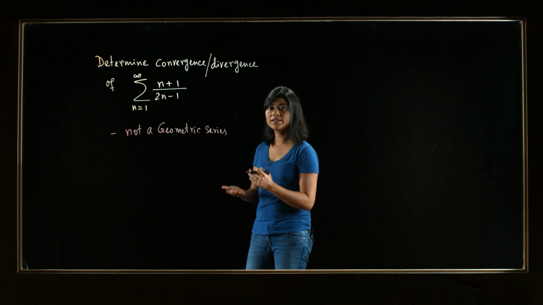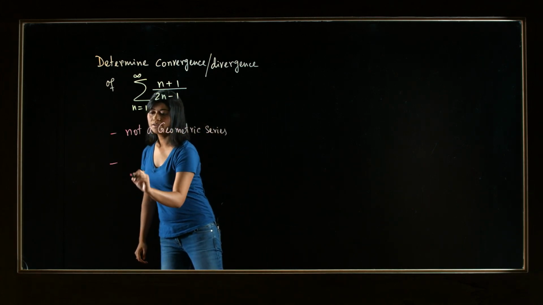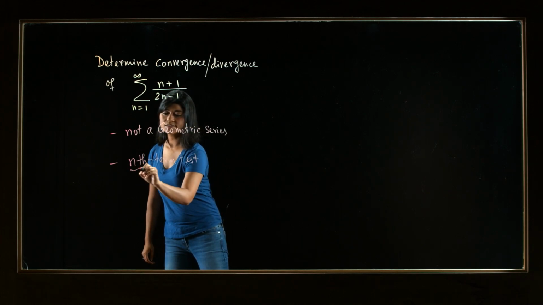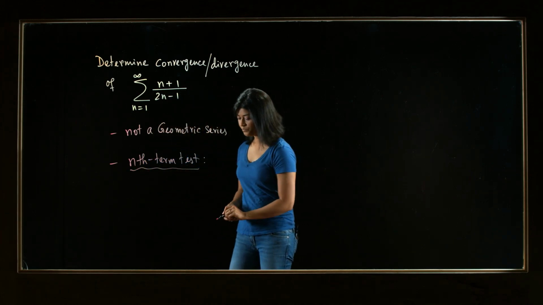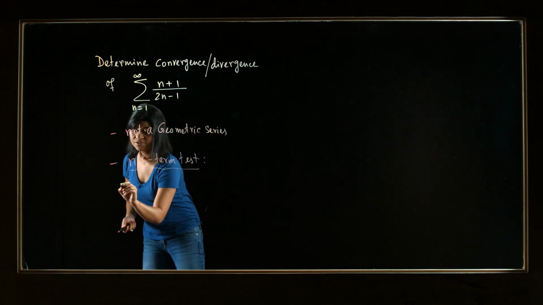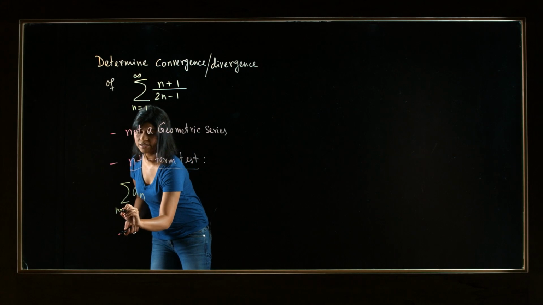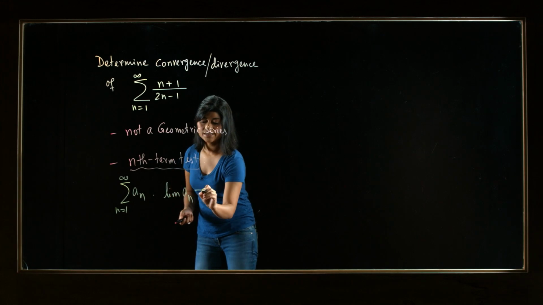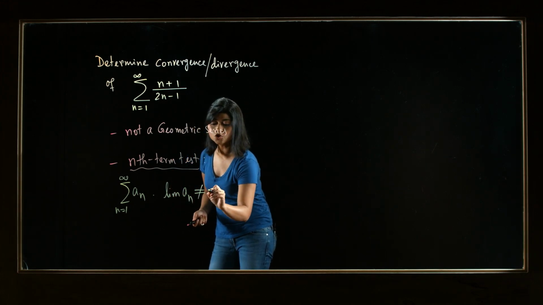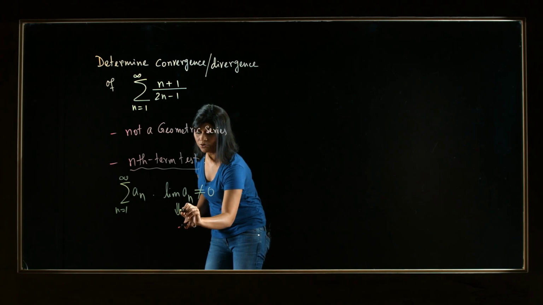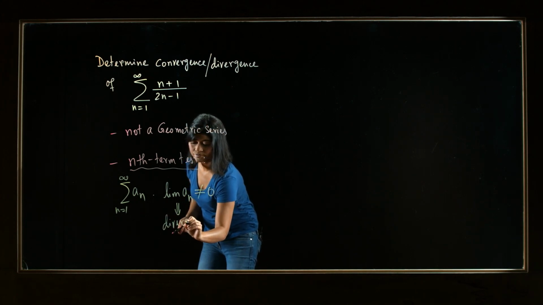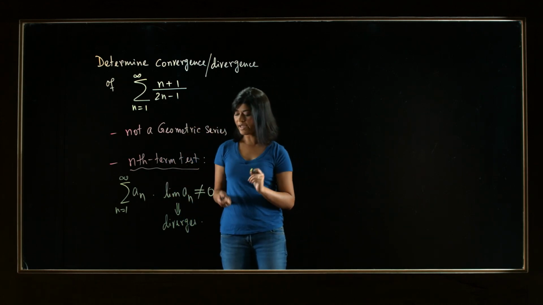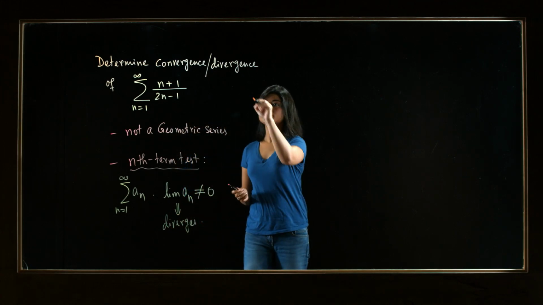So what do we have left? The nth term test. So why don't we apply the nth term test to this series and see if we get any result? Okay, so remember the nth term test. If you have a series a_n, n equals 1 to infinity, you take the limit of a_n and see what happens to the limit. If the limit is not 0, only then you know that the series diverges. So this is a test for divergence only. Okay, so let's apply that test to this particular series.